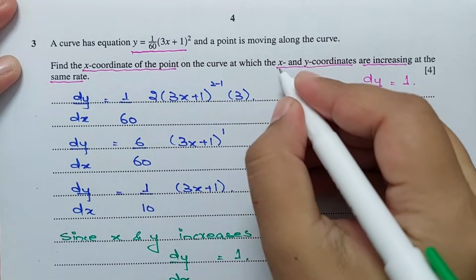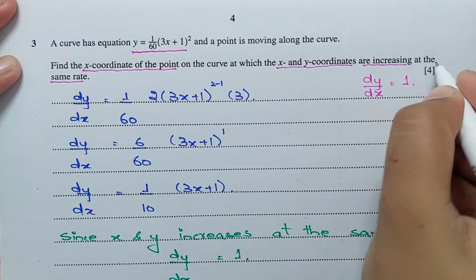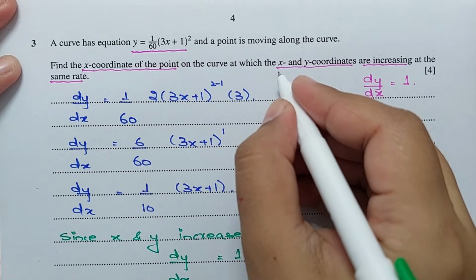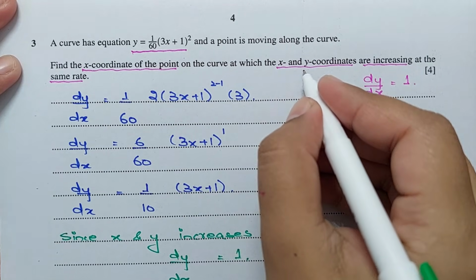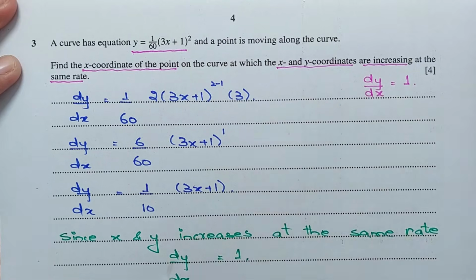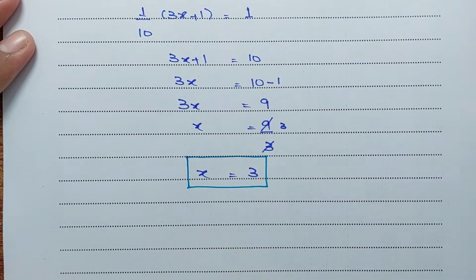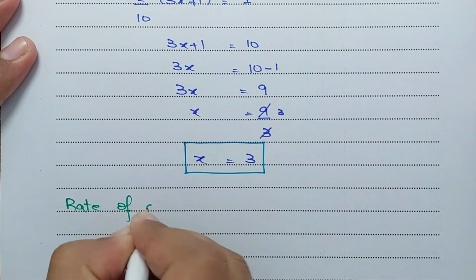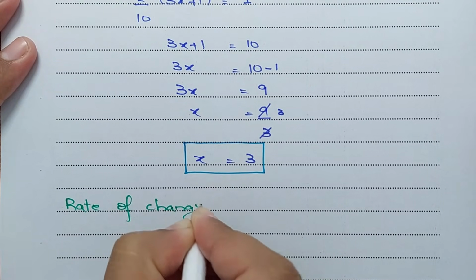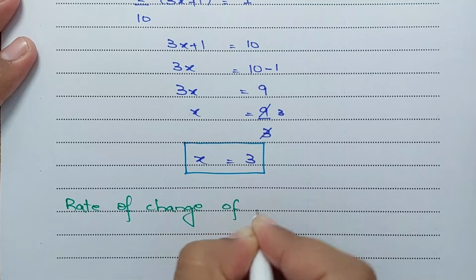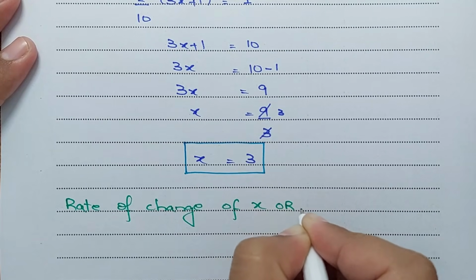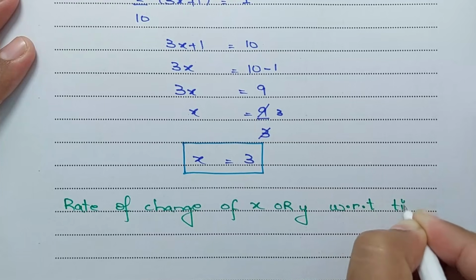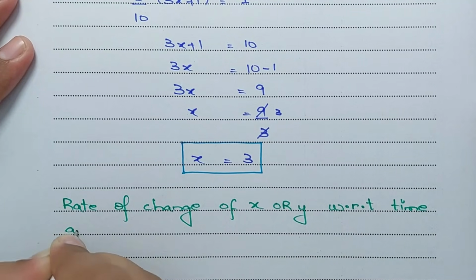Let me elaborate this statement that x and y coordinates are increasing at the same rate. It means the rate of change of x with respect to time and the rate of change of y with respect to time are both equal. So we can say the rate of change of x or y with respect to time are equal.